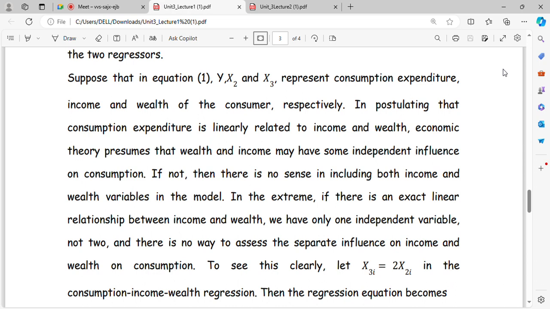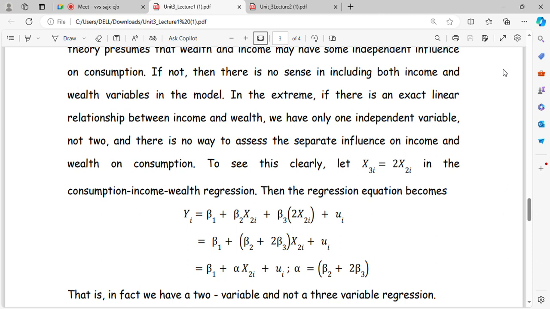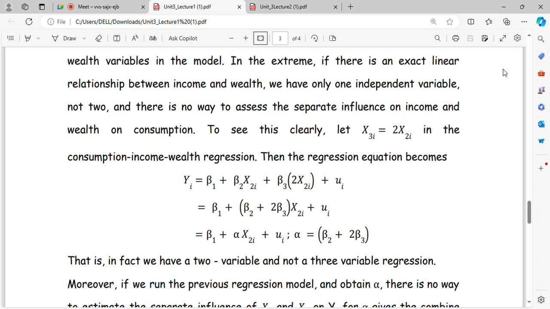To see this clearly, let's assume that x3i equals 2 times x2i in the consumption income wealth regression. Then the regression equation টা কি হবে? Just x3i জায়গায় 2 times x2i বসিয়ে দেব. তার মানে এখান থেকে আমি যদি beta 2 আর 2 beta 3 কমন নিই, basically x2i পাচ্ছি plus ui. That means y equals beta 1 plus alpha x2i plus ui, where alpha is nothing but beta 2 plus 2 times beta 3. That is, in fact, we have a 2 variable and not a 3 variable regression.